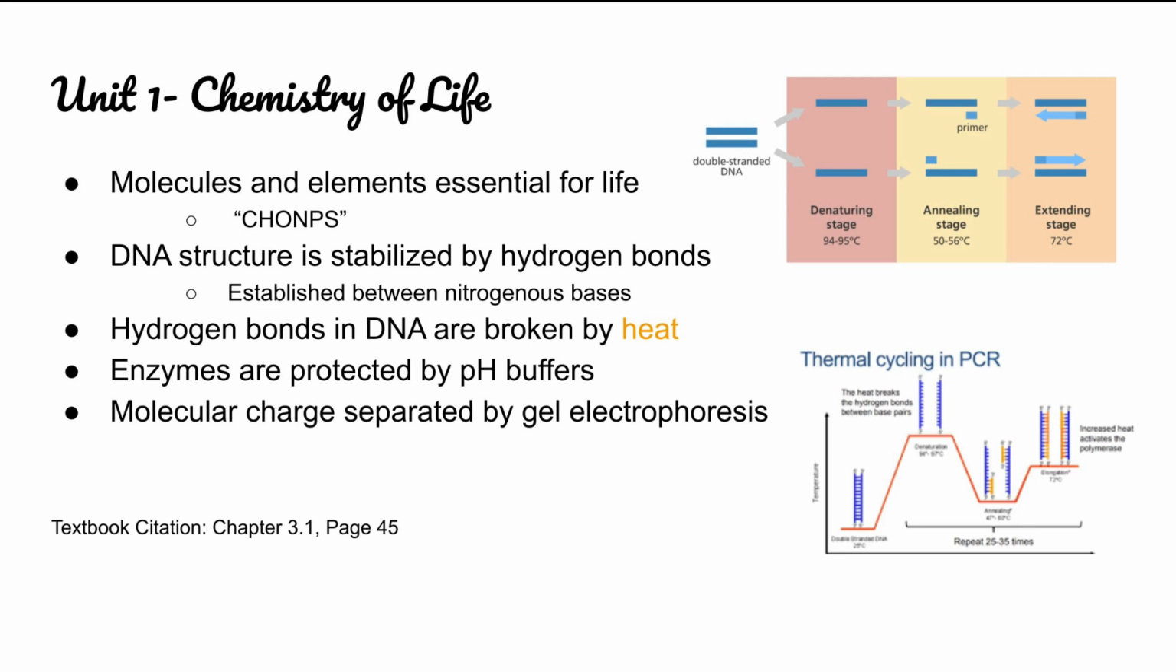Another key concept is the role of buffers, which we use to maintain optimal pH conditions during PCR, preserving enzyme activity. Finally, we used gel electrophoresis to separate DNA fragments based on their molecular charge and size, showing us whether our restriction digest successfully cut the TAS2R38 gene. All of these chemical interactions are grounded in the principles from this unit.